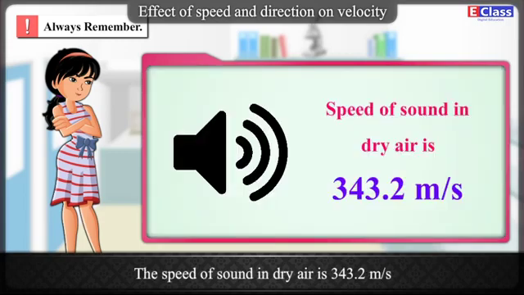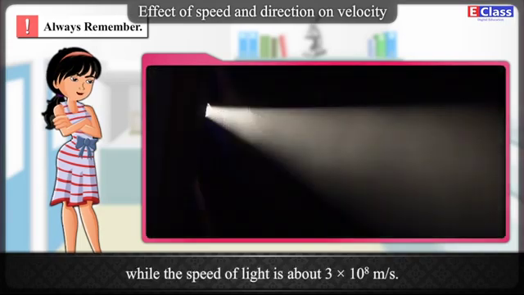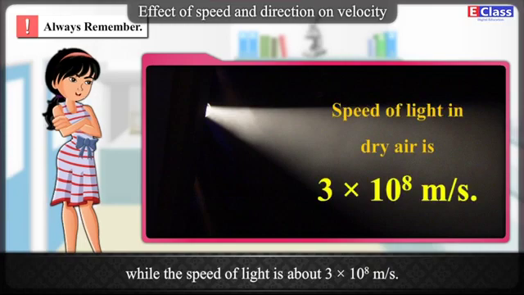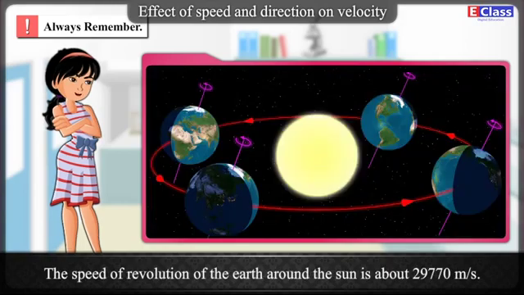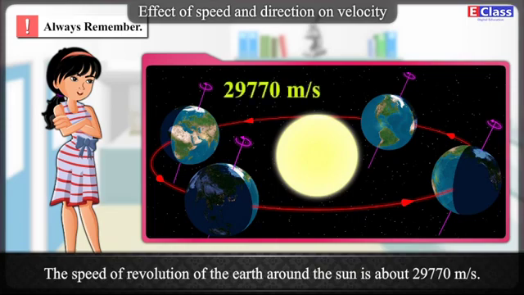The speed of sound in dry air is 343.2 meters per second, while the speed of light is about 3 multiplied by 10 raised to 8 meters per second. The speed of revolution of the Earth around the Sun is about 29,770 meters per second.